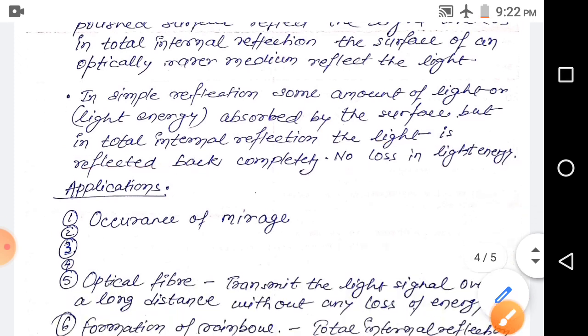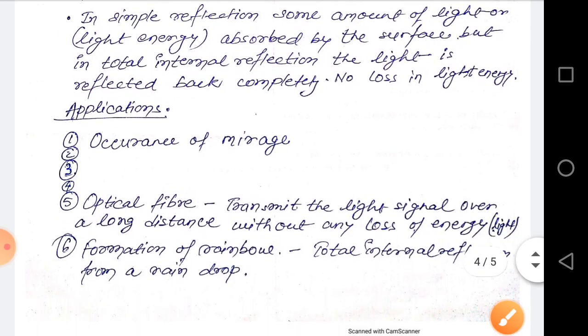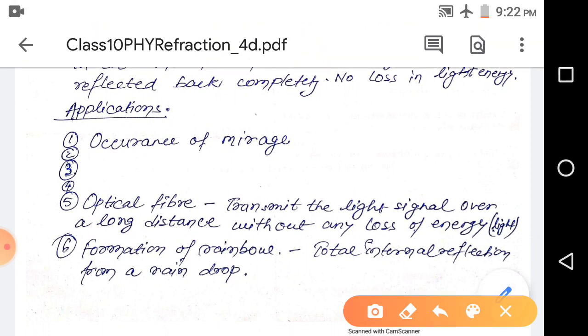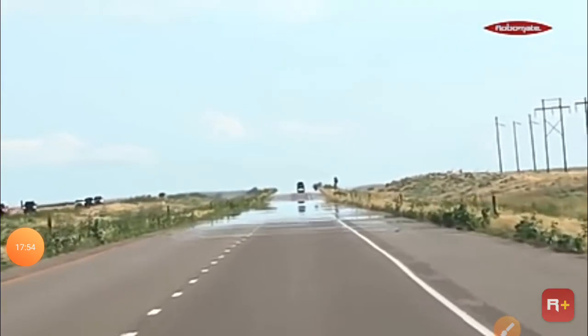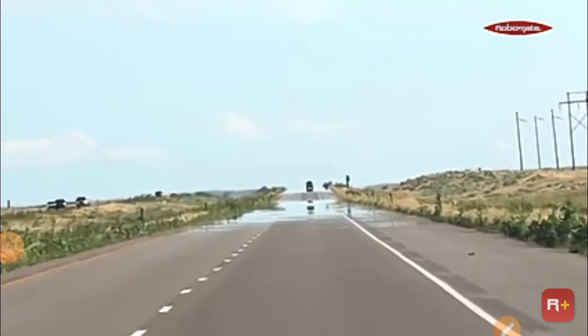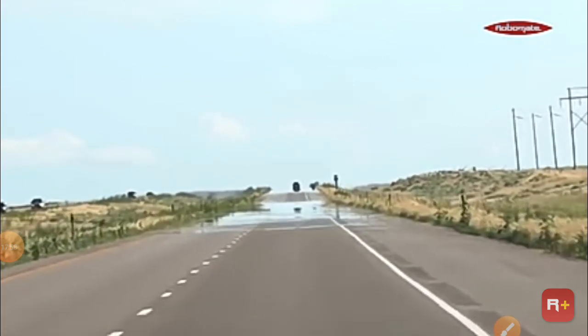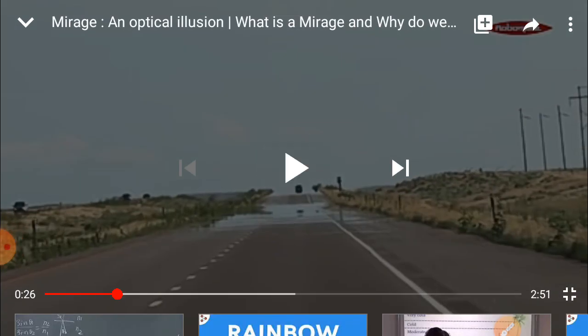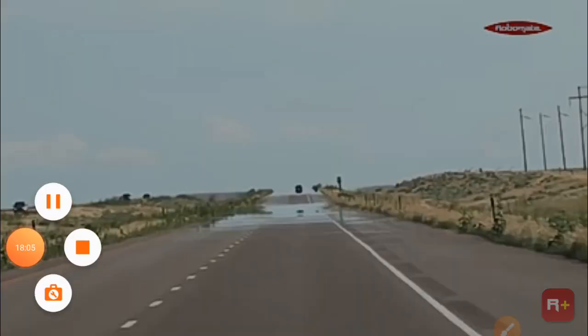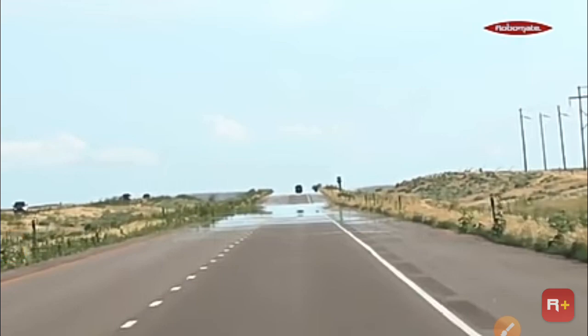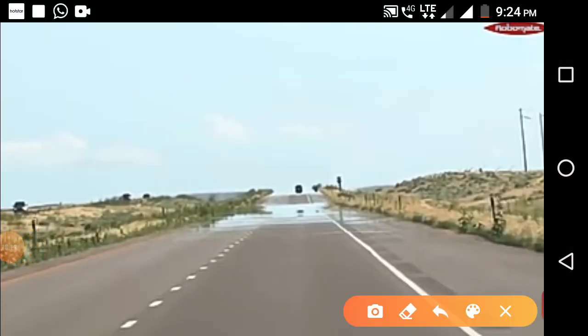There are some applications of this total internal reflection. Occurrence of mirage. You know about mirage. If I show you a picture, you can see this one. It seems like some water is there on the surface of the road. This happens because of total internal reflection.